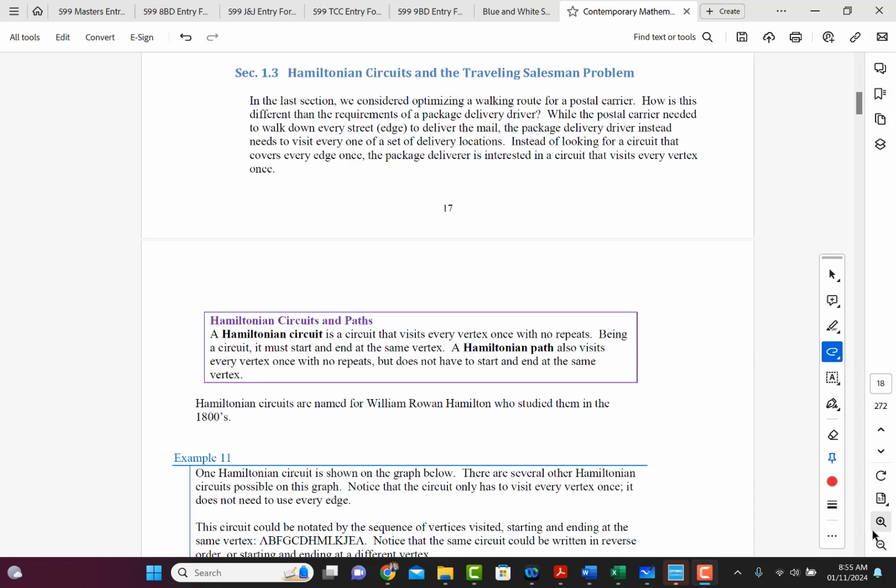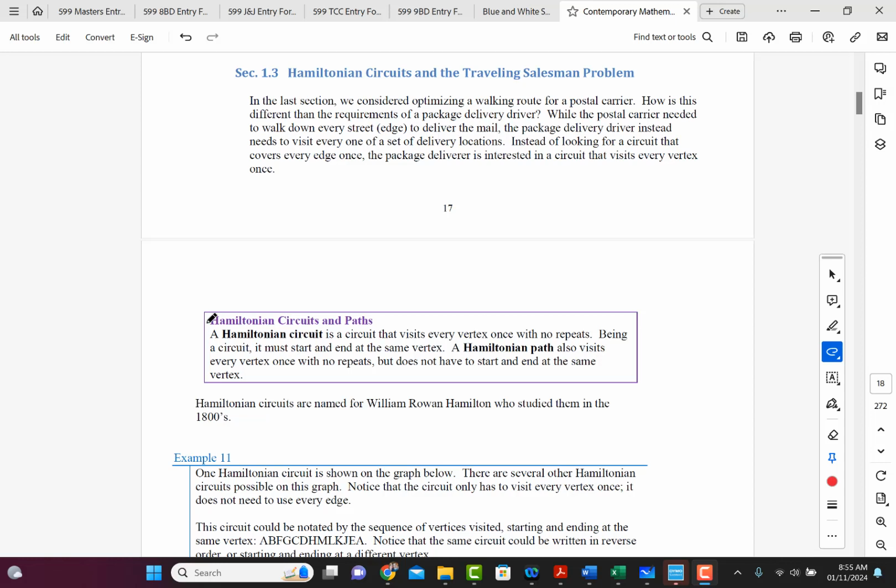Instead of looking for a circuit that covers every edge once, the package driver is interested in a circuit that visits every vertex once. Okay, and this should make sense because if you have delivery drivers, let's say somebody who's delivering appliances to be installed, they have a certain number of stops for the day, and they obviously want to stop at each one of those stops only once, right? They don't want to stop at a place and then leave and then have to come back, right? So it's the locations that are the important thing, not the streets or the paths, the edges in this case.